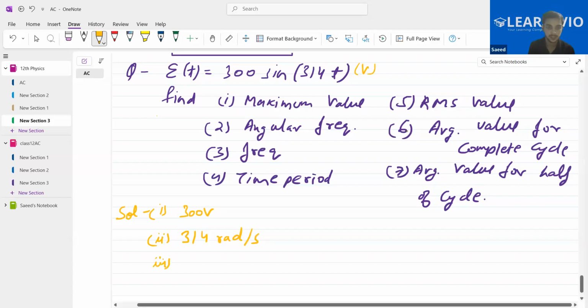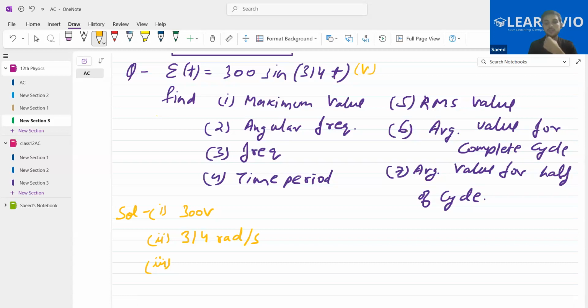So frequency is... one second. Take pi to be 3.14. If you require the pi, take it to be 3.14.